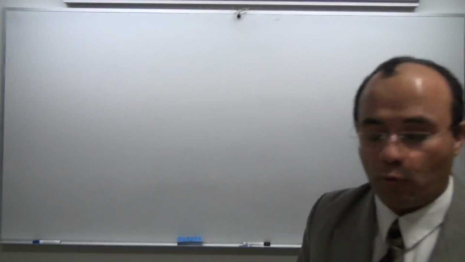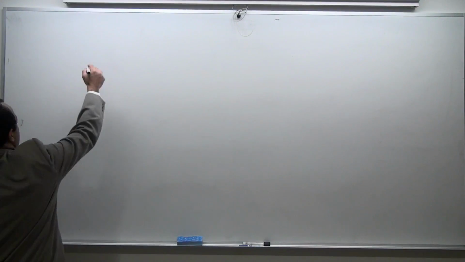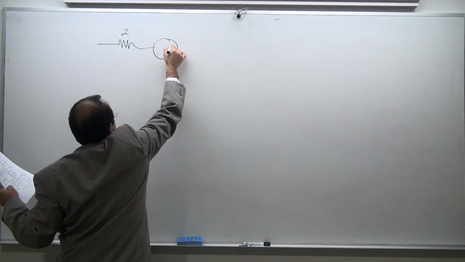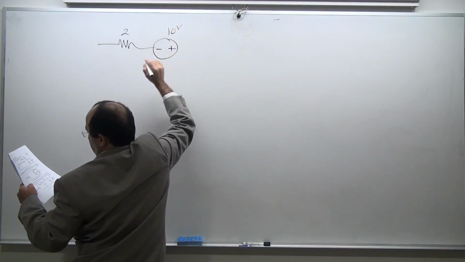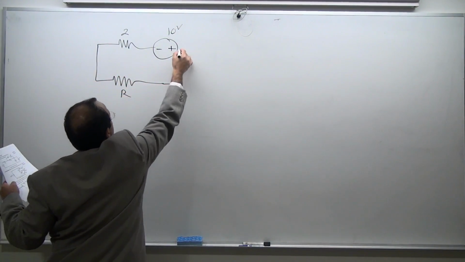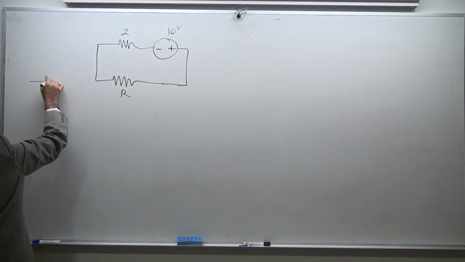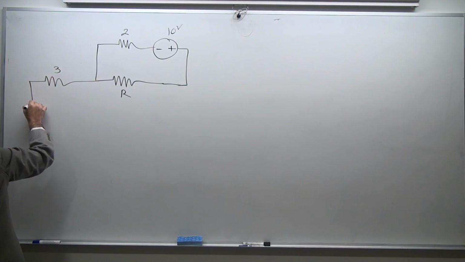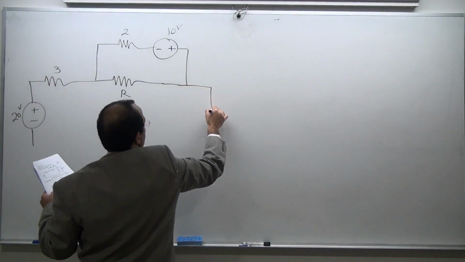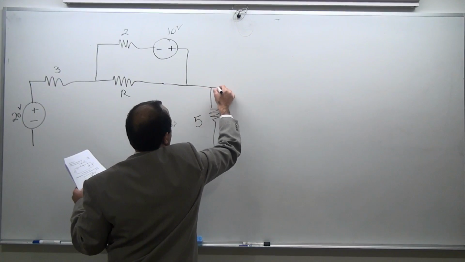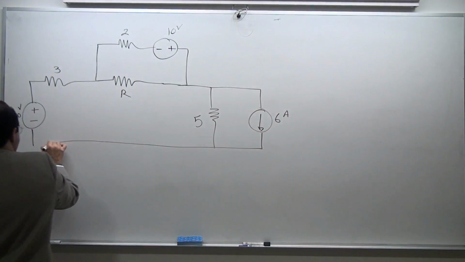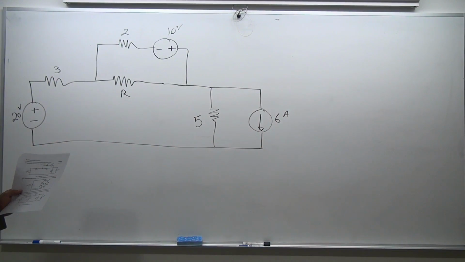Question 5 is all resistive. It's about maximum power transfer. It's going to be 2 ohm, plus minus 10 volt. The resistor of attention, the load R, 3 ohm, plus minus 20 volt, 5 ohm, and 6 amp. Hopefully I copied properly. If you do have time, go back and make sure you copied the system correctly.